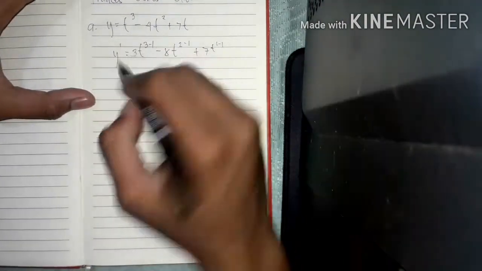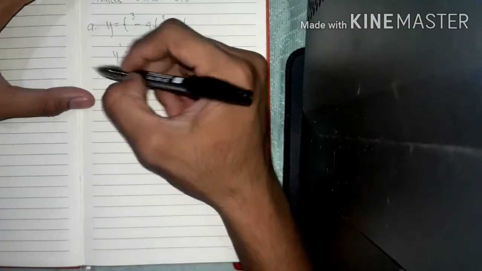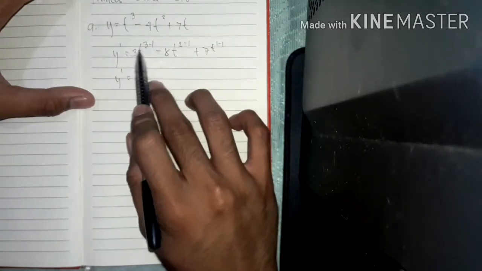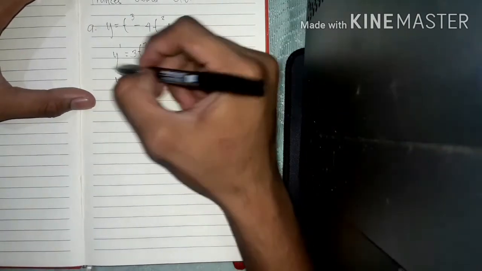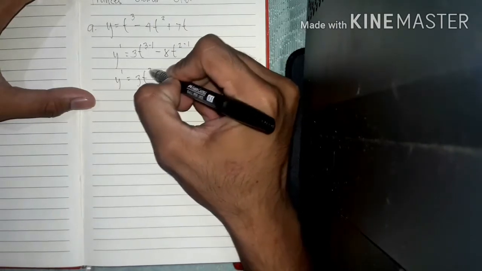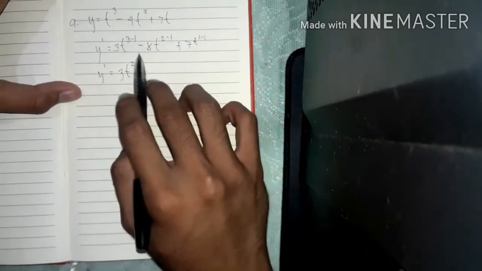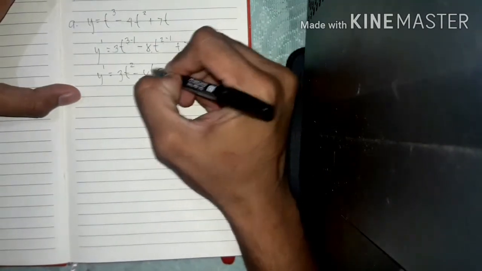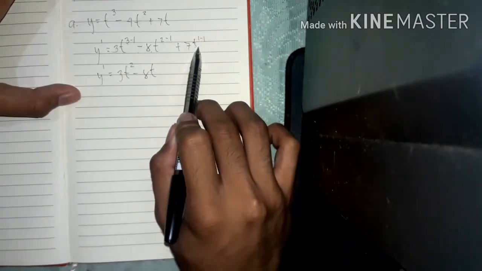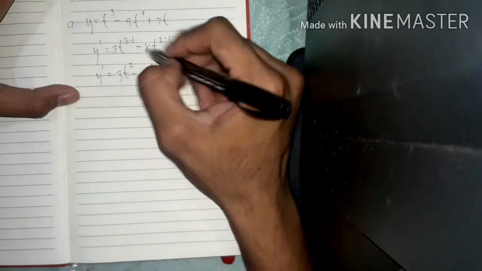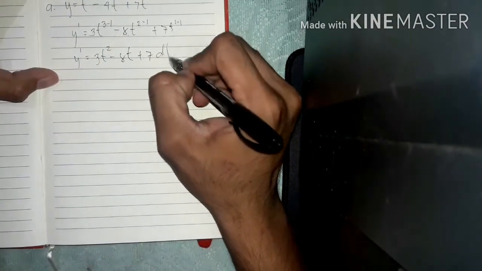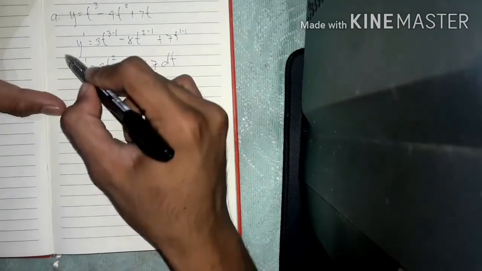So in this example, y prime is equal to 3t squared, since 3 minus 1 is 2, minus 8t, since 2 minus 1 is 1, then the t disappears because 1 minus 1 is 0, plus 7, with respect to time. So that is our answer for A.